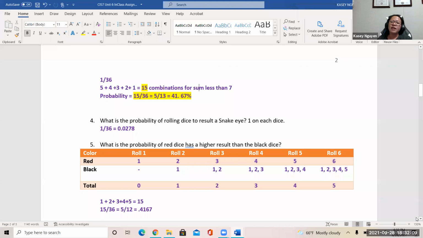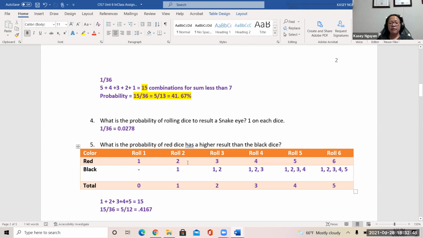Okay, so for the next question, it's a little harder. For number 5, it asks you to determine the probability of the red dice having a higher value than the black dice. So to simulate it, I would look at the roll. If I have the red dice as a 1, the black dice cannot be a 0, so I cannot count it, because red has to be higher.